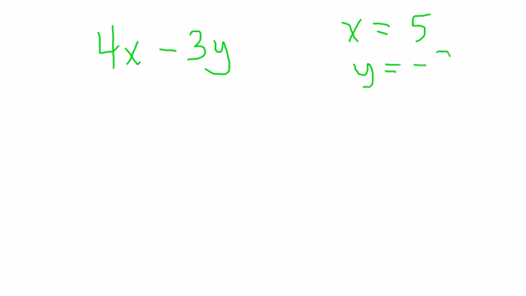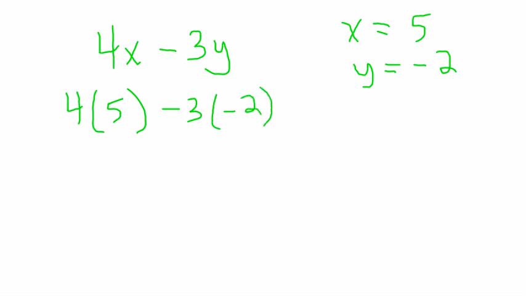Okay, let's try a different example. Let's consider the expression 4x minus 3y. Now, if I were to tell you, evaluate this expression, you wouldn't be able to do it because you don't have values for x or y. But if I were to tell you that x equals 5, and y equals -2, you would be able to evaluate it. So the expression 4x minus 3y would now read 4 times 5, I'm replacing x with 5, minus 3 times -2, because I'm replacing y with -2.